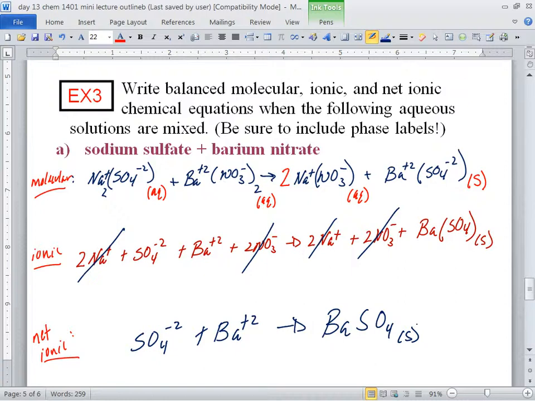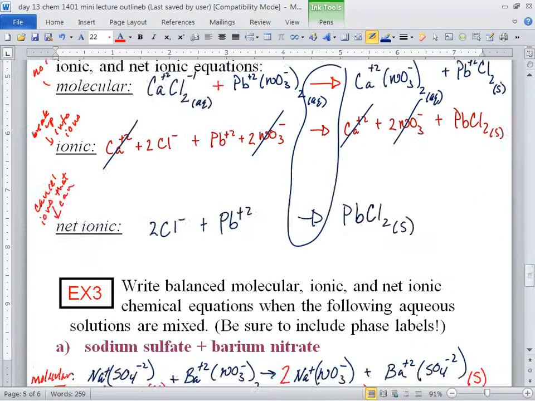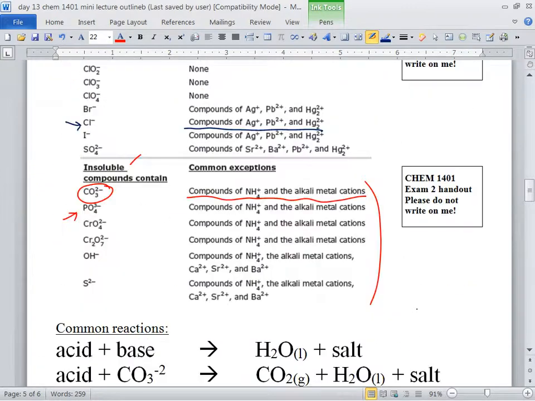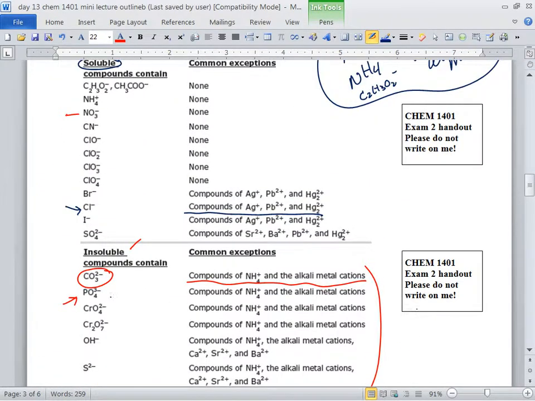Okay? So that's the game you're playing in your homework, and that's what's going to be on the quiz. So make full use of this cheat sheet, because it has the charges and everything on there for you.